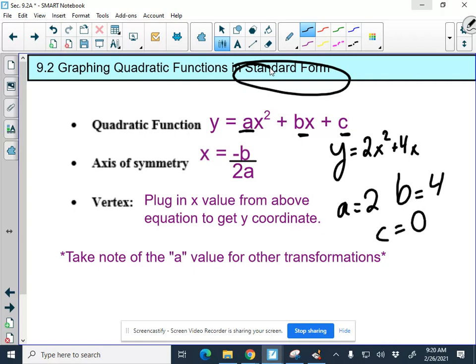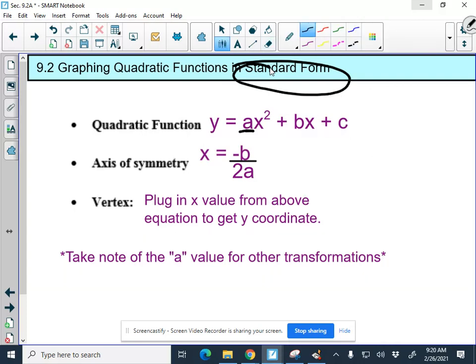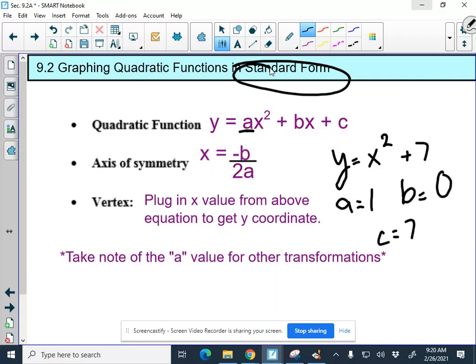And we can have a lot of different things. We can have y equals x squared plus 7. Well, this one usually throws students off, but a would be 1, because the coefficient on the x squared is 1. B is 0, and C is 7, because B is the value on the x term. We don't see a term that has x in it. So the 7 has to be the C, and then for B, there's 0 x's there. So that's what we have.